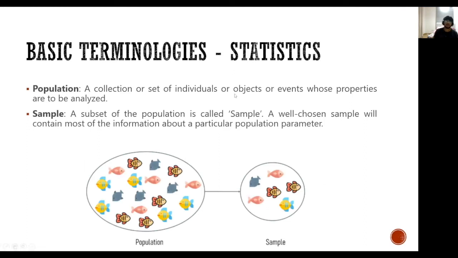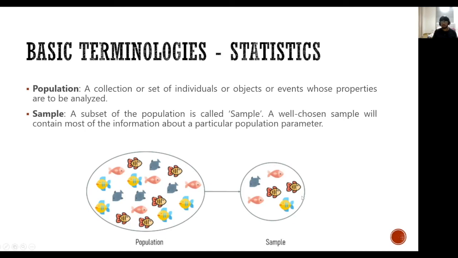All right. So that was all for probability. Let's jump right into statistics and let's look at a few basic terminologies. Population: a collection or set of individuals, objects or events whose properties are to be analyzed. So let's look at this example. Let's say that this is my fish tank, and this has a goldfish, a shark, why not, some pink colored fish, and this weird yellow colored fish. So this is my entire population of fishes.